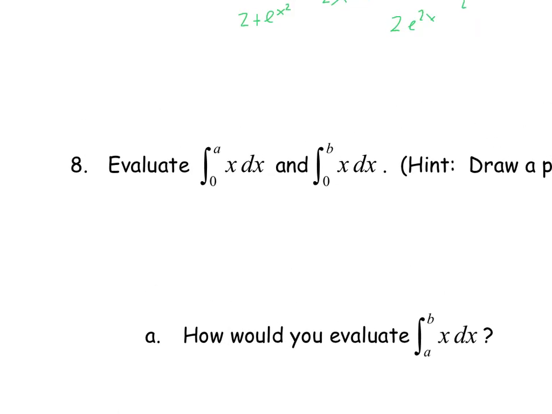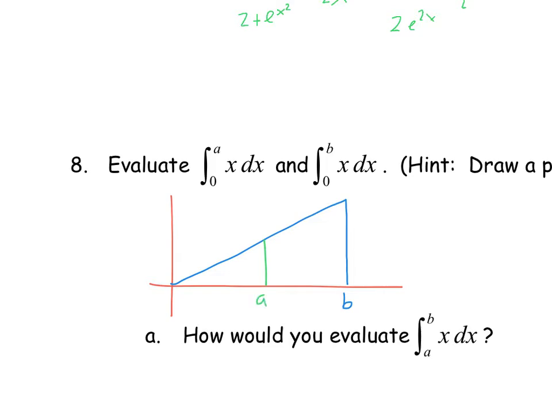Okay, evaluate this integral. Now this was intended to be done without antiderivatives. So if we have this from 0 to b, and let's say this is 0 to a, and the line is y equals x, then what we have is an a by a green triangle right here. So the area of that is 1/2 a squared. And then the whole triangle is going to be 1/2 b squared.